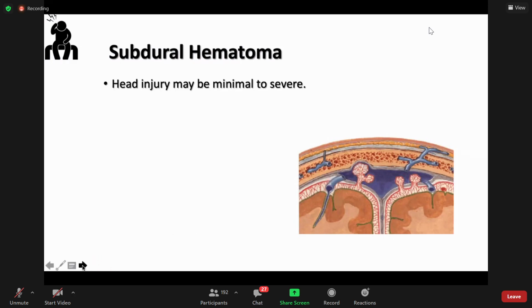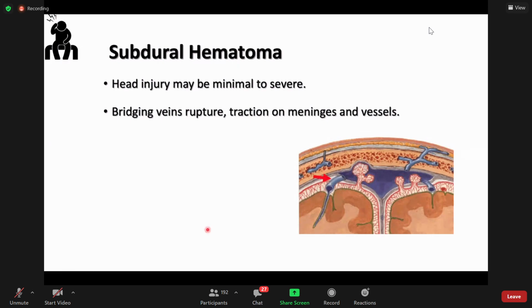Now, subdural hematoma occurs after head injury, but the head injury may be minimal or severe, and it is caused by the bridging vein subjected to traction because of the shearing effect of the head trauma. And this is the bridging vein, as we can see it. It bridges between the sinus and the surface of the brain.